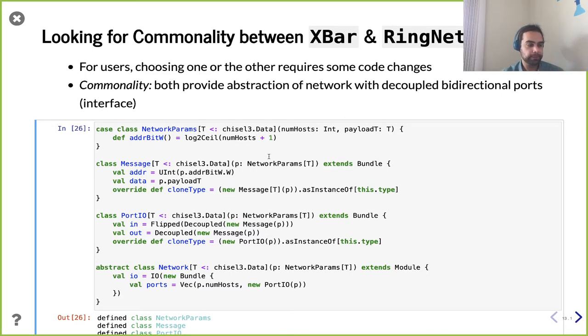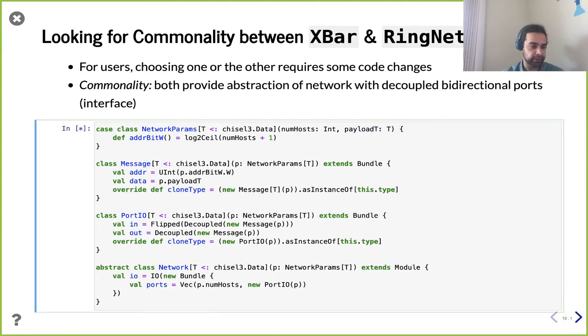Okay, so maybe we'll work our way backwards. We're saying we're making a network. We're making this abstract, so you're going to need to extend it in order to make it concrete and actually implement it. And what's it going to take? Well, it has some number of ports, each of those ports is of type PortIO. What's PortIO? Well, PortIO has incoming and outgoing ports. And how is this all put together? Well, we're using parameters, but now we're saying NetworkParams, making it more general, rather than being CrossbarParams specifically, it's just NetworkParams. But like from before, it's very similar: a number of hosts, a generator for our payload data type.